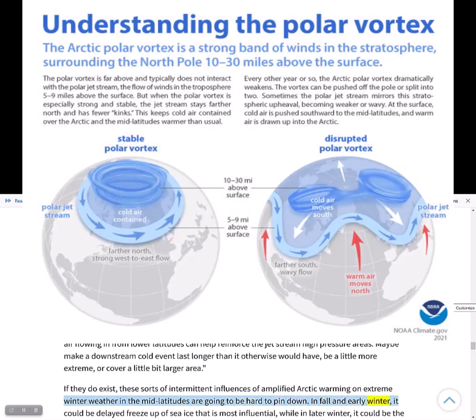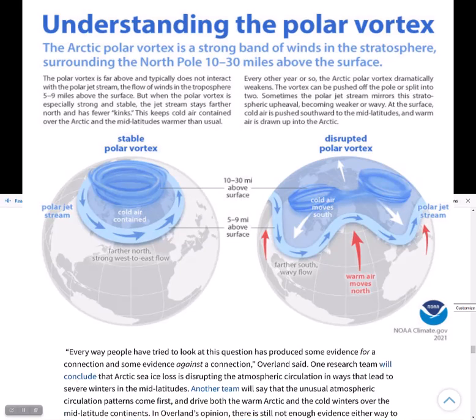In fall and early winter, it could be delayed freeze-up of sea ice that is most influential, while in later winter, it could be the polar vortex. Or the influence might amplify cold extremes in one location and warm extremes in another, which over the whole mid-latitudes would cancel each other out. Every way people have tried to look at this question has produced some evidence for a connection and some evidence against a connection, Overland said.